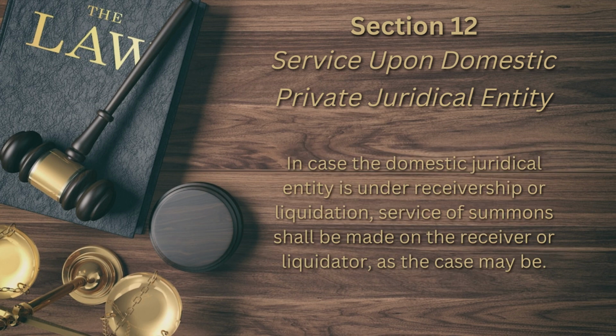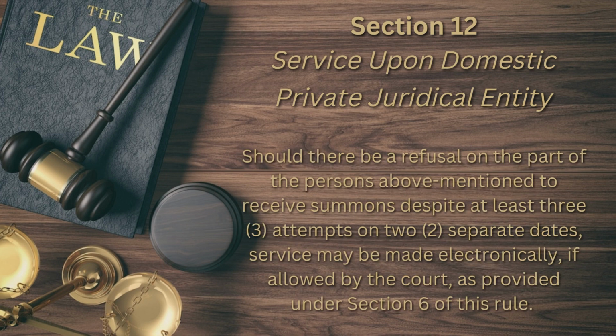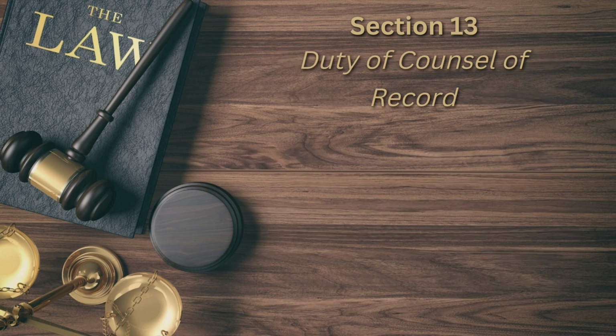In case the domestic juridical entity is under receivership or liquidation, service of summons shall be made on the receiver or liquidator as the case may be. Should there be a refusal on the part of the persons above mentioned to receive summons despite at least 3 attempts on 2 different dates, service may be made electronically, if allowed by the court, as provided under Section 6 of this rule.